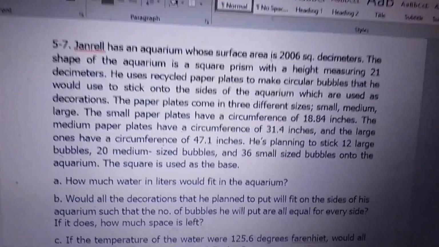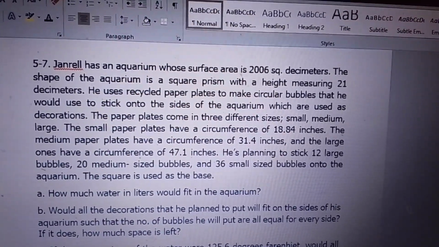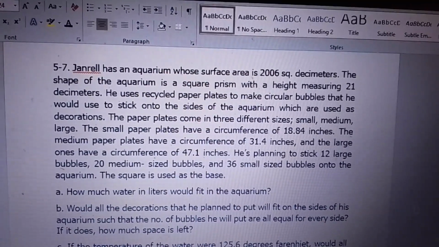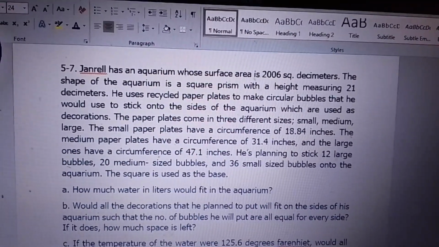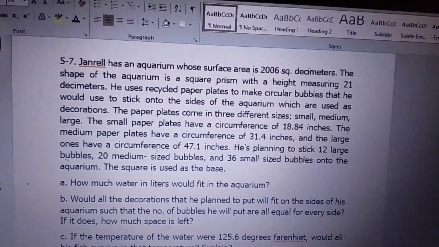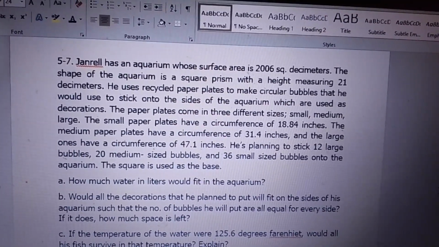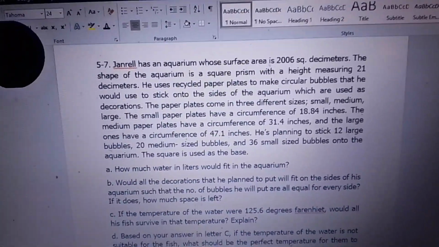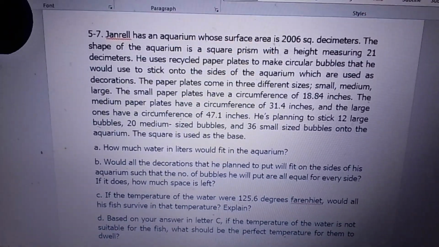And then here's the catch. The small paper plates have a circumference of 18.84 inches. The medium paper plates have a circumference of 31.4 inches. And the large one has a circumference of 47.1 inches. He's planning to stick 12 large bubbles, 20 medium-sized bubbles, and 36 small-sized bubbles onto the aquarium. The square is used as the base. So that's also another clue. In the aquarium that Janrel is using, he's going to use the square as the base.